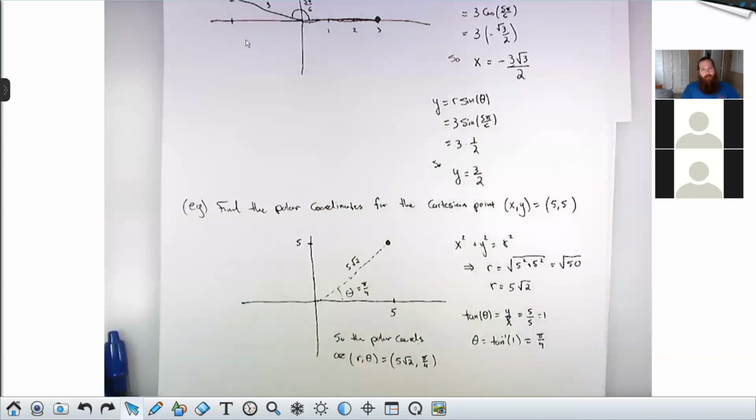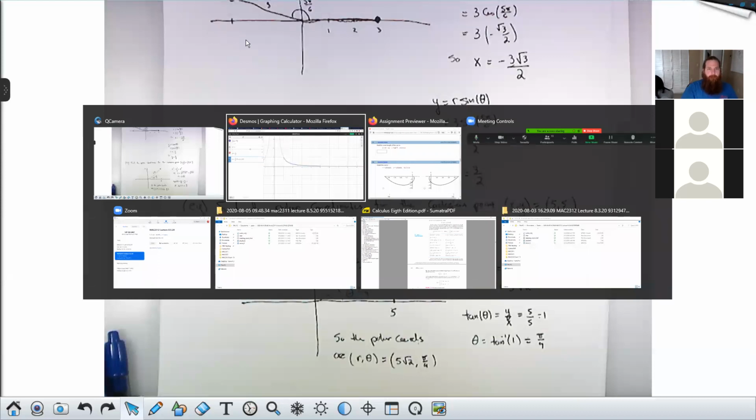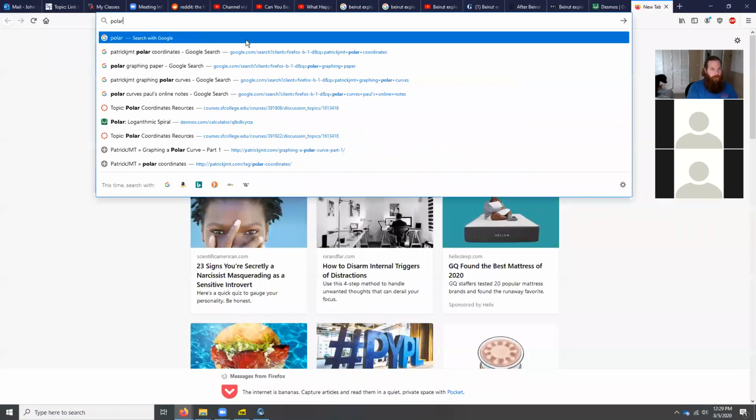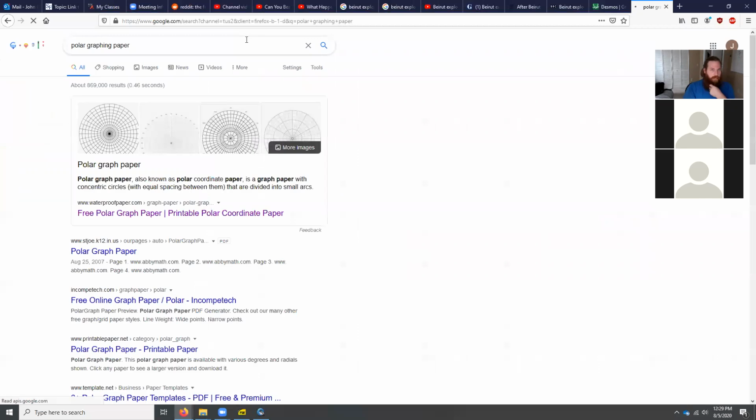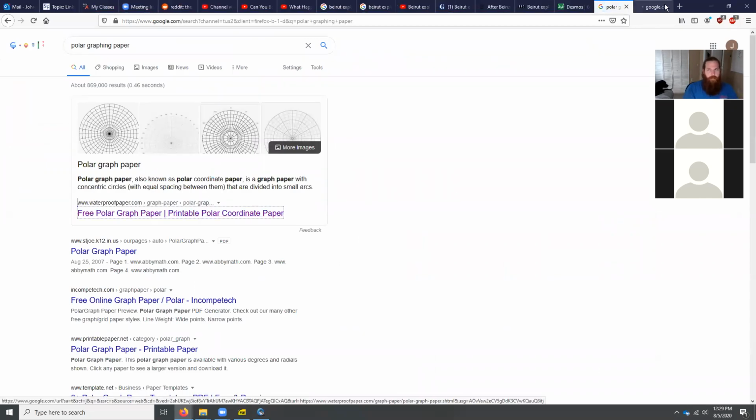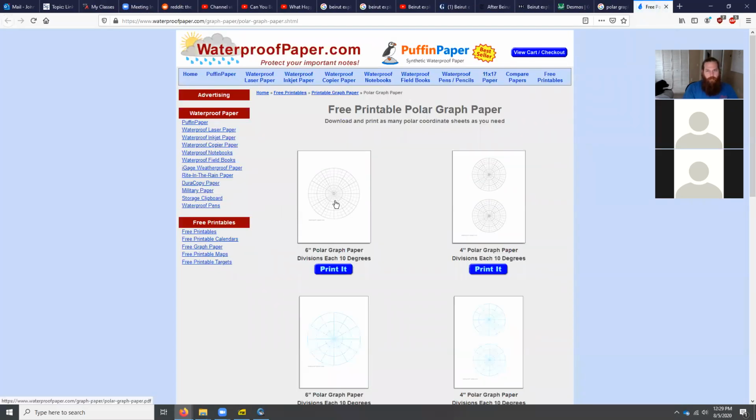When I first learned this stuff, I didn't like thinking about it as go out along the polar axis, then rotate. I actually always thought of it as rotate first, then walk out a certain distance. Both are valid. You can do that in whatever order you want, but you do need to get to a place where you're comfortable graphing things in polar coordinates. There are some cheat codes for this. Polar graphing paper is your friend.